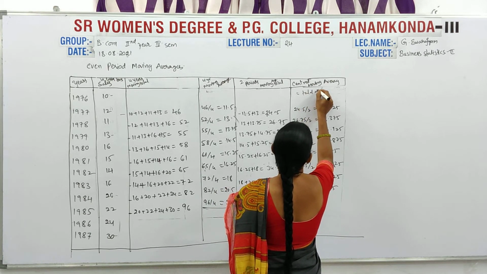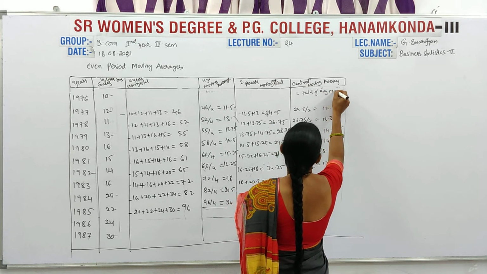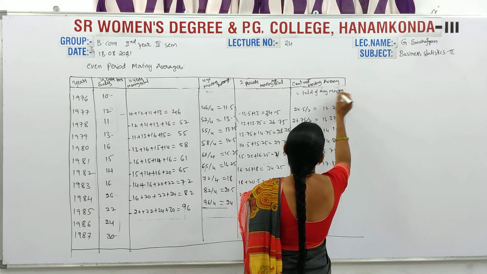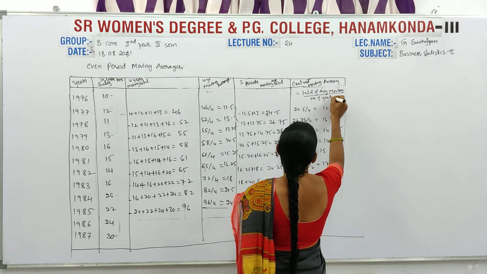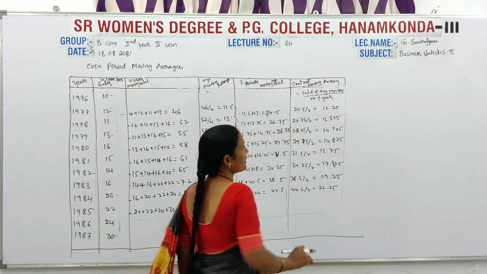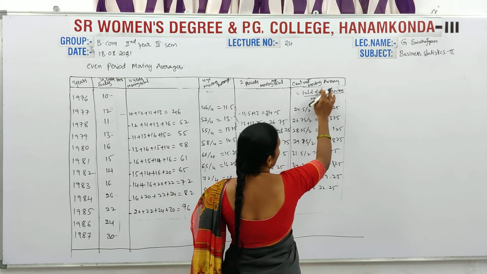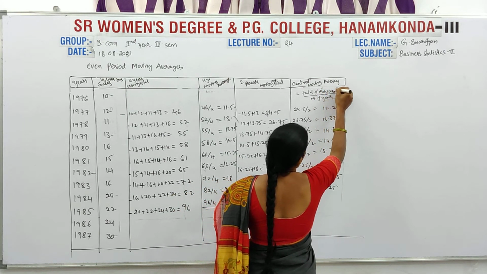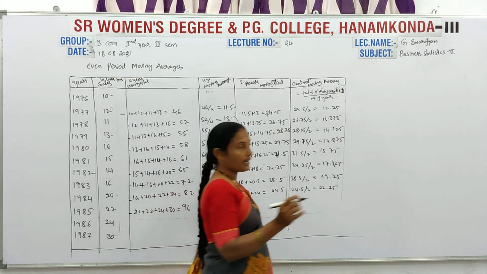of the average of the moving average total divided by the number of years. Okay, so next there is a graph.